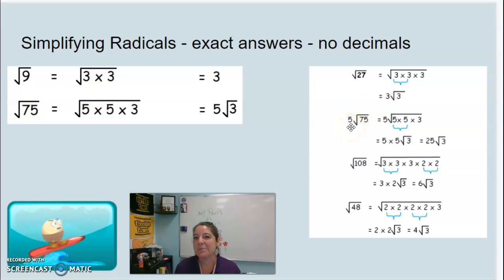What do you do if there's already a number out there? So like this example, right? There's a 5 on the outside. So when you break the 75 down, because it's only the stuff that's underneath the radical that we care about, so if you break that down, right, that's going to be a 5, 5, and 3. The square root of 25 is 5. And so that times the 5 that was already out there becomes that 25 square root of 3. Okay, so here's a couple more examples that you can see.